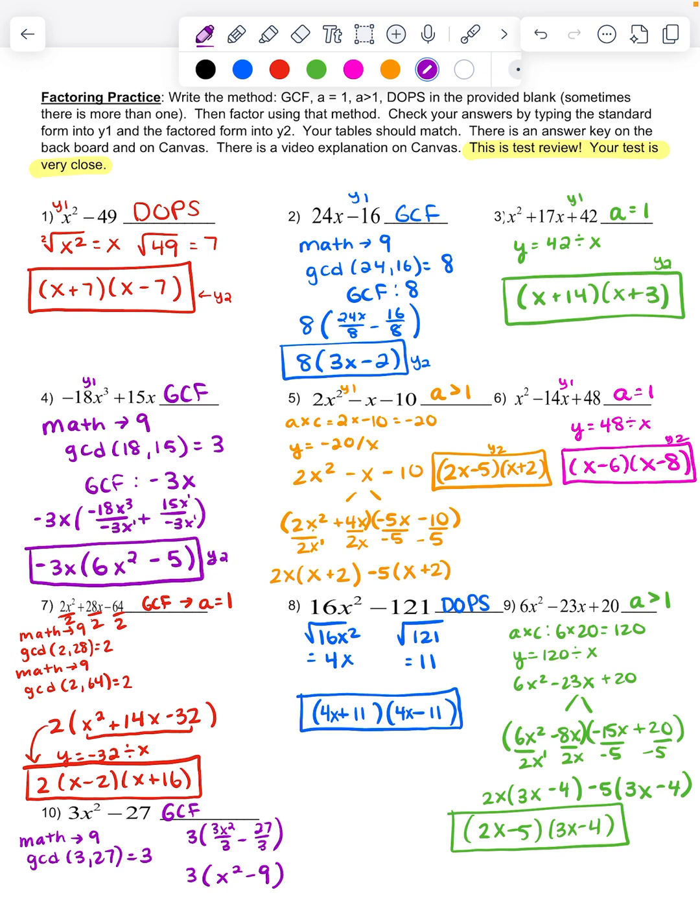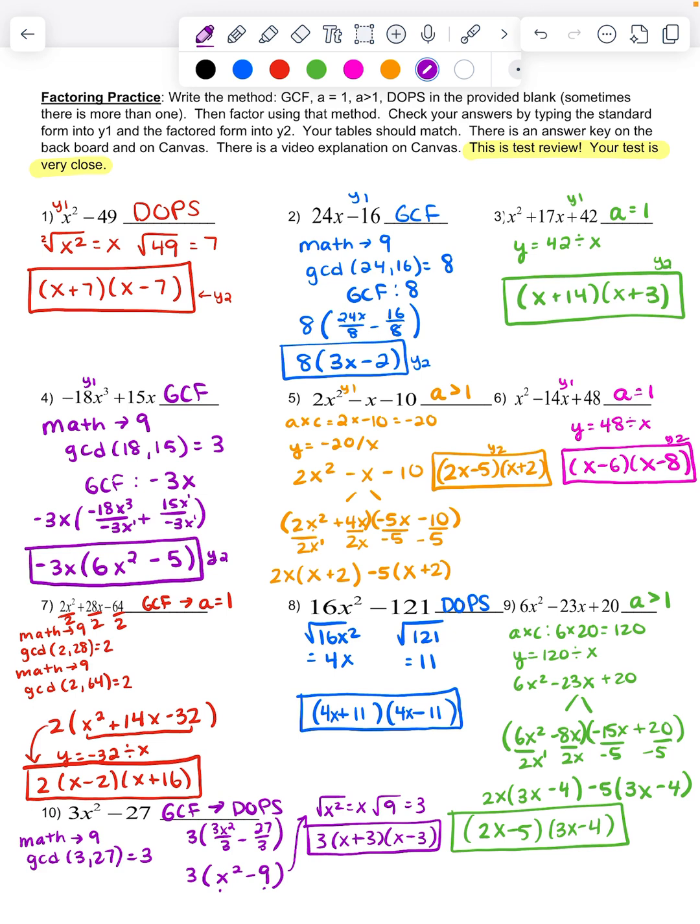Now the trick to this one is when I see something like a 9, I'm always thinking that it could also be DOPS because these two numbers are a binomial and they are actually both perfect squares. So from here, I can do the square root of x squared and the square root of 9. And with DOPS, you have two sets of parentheses, one with a plus, one with a minus. So the x will go in the first spot and the 3 will go in the second. But then that original GCF of 3 goes in the front. So this was a double factoring problem.